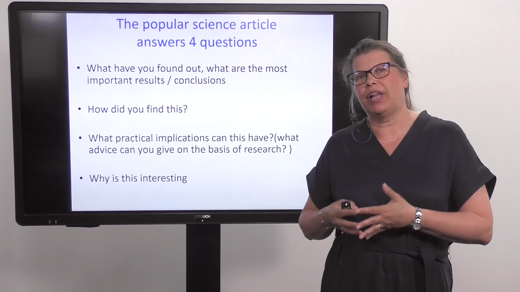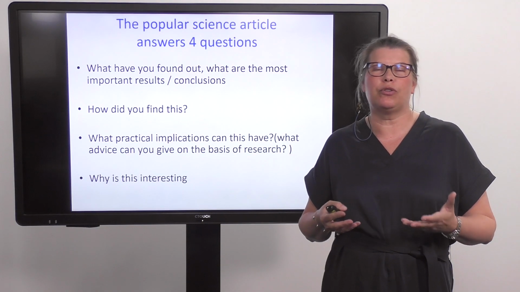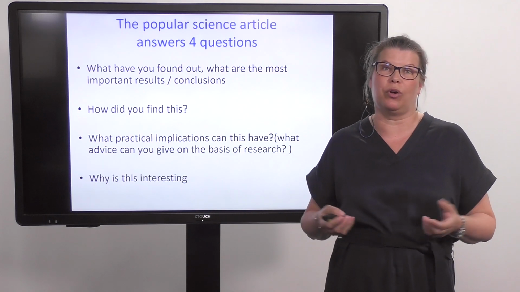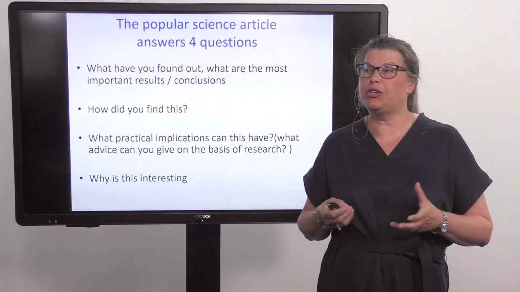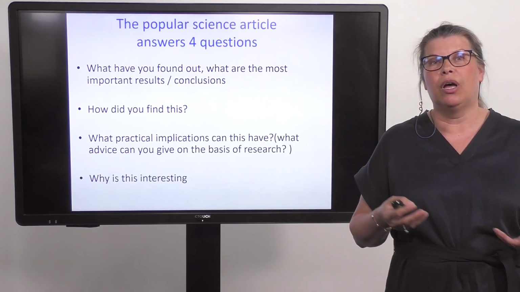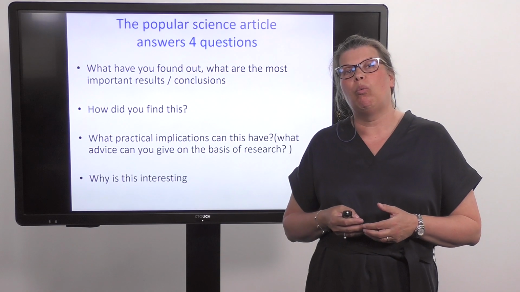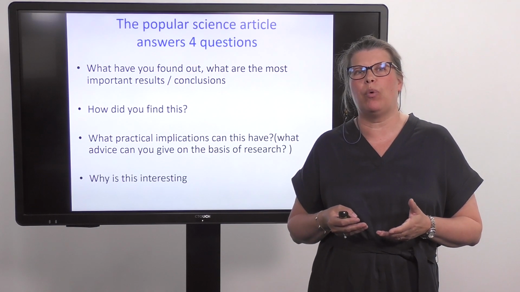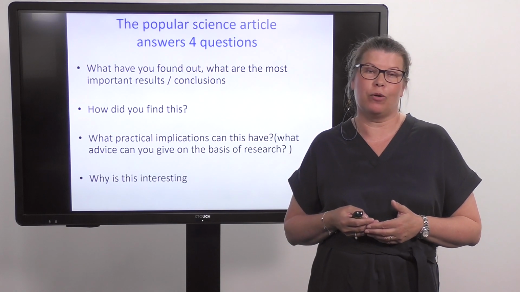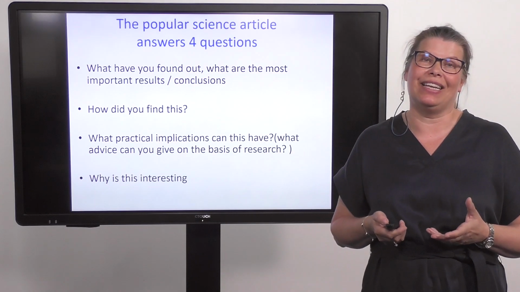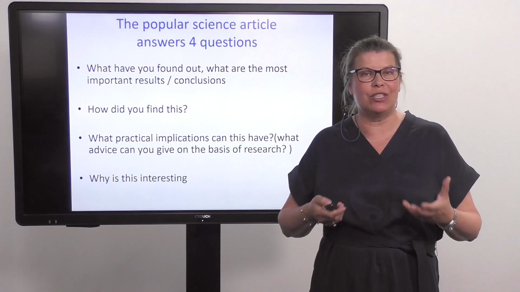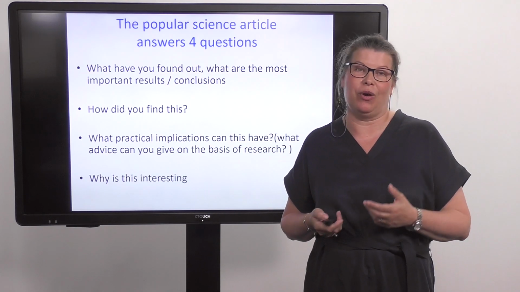The popular science article answers four questions. First of all, what have you found out? What are the most important results, the most important conclusions you come up with? How did you come up with this? Did you do experiments? Did you do polls? Did you do stuff in the lab? What practical implications can this have? What advice can you give on the basis of research? And first and foremost, why is it interesting? So you have to really get through why your research is interesting, why you like it, and what you have to provide.